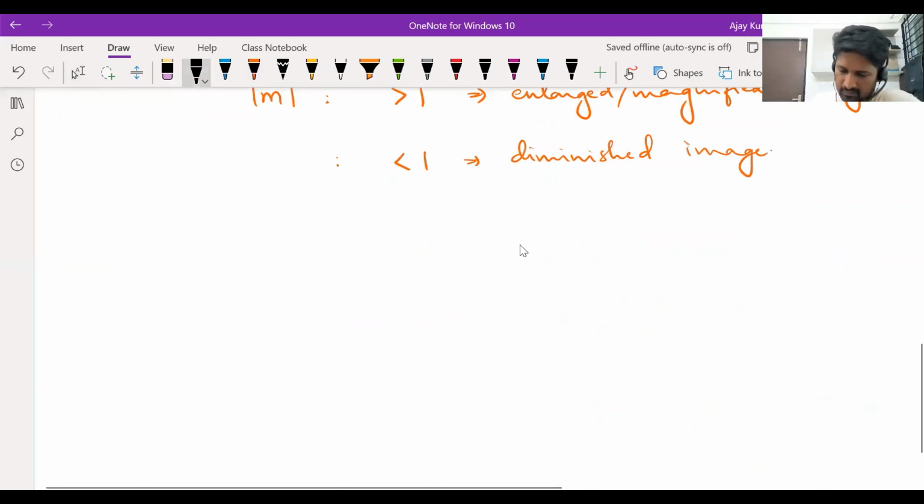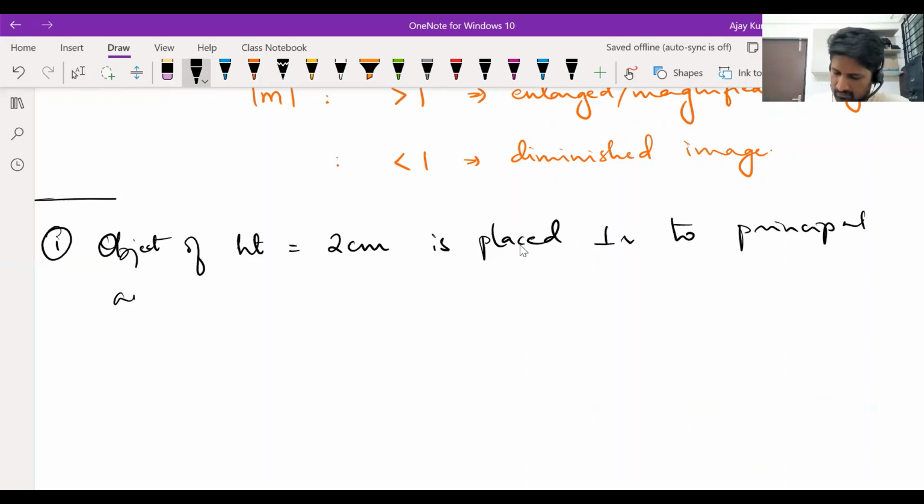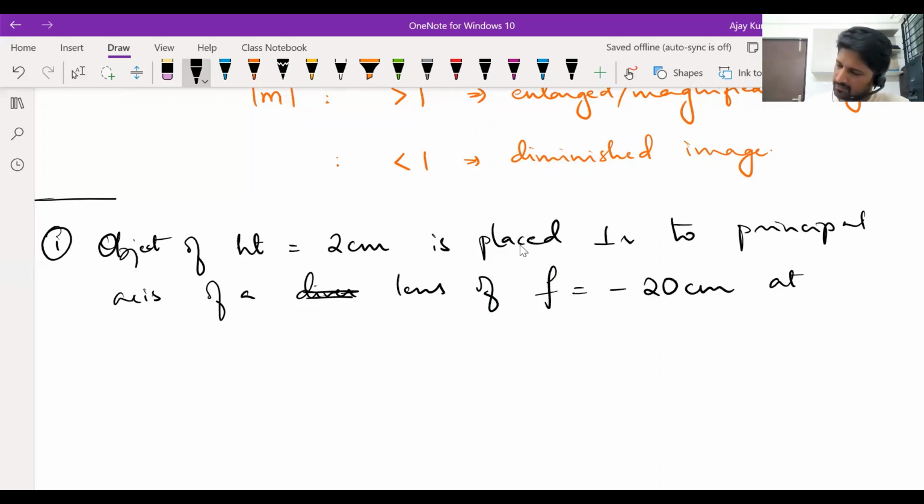Try this question. Object of height, let's say 2 centimeters, is placed perpendicular to the principal axis of a lens of focal length minus 20 centimeters at a distance of, let's say, 40 centimeters from it. Derive the magnification.